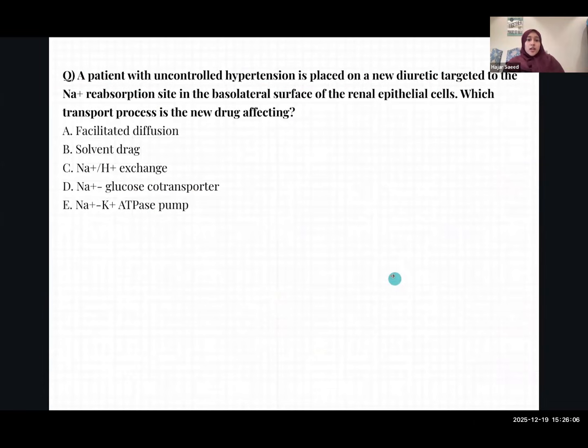Okay. A patient with uncontrolled hypertension is placed on a new diuretic targeted to the sodium reabsorption site in the basolateral surface of the renal epithelial cell. Which transport process is the new drug affecting? Facilitated diffusion, solvent drag, sodium hydrogen exchange, sodium glucose co-transport, or sodium potassium ATPase pump. Correct. The answer is E, sodium potassium ATPase pump.